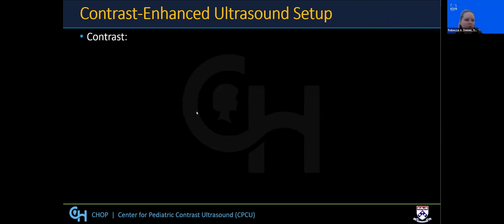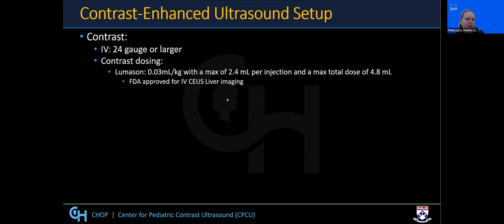So for setup, contrast, what Dr. Back kind of already went over, so I'll just go over it very briefly. We recommend a 24 gauge or larger. Contrast dosing for Lumason, since that's the one that is FDA approved for pediatric liver imaging. It's 0.03 mLs per kilogram with a max of 2.4 mLs per injection and a max total dose of 4.8 mLs. We recommend flushing after administering the contrast.